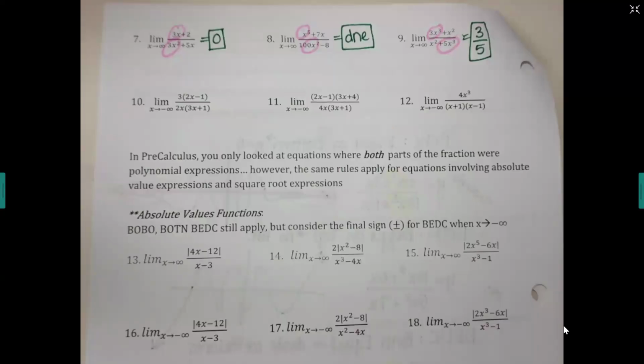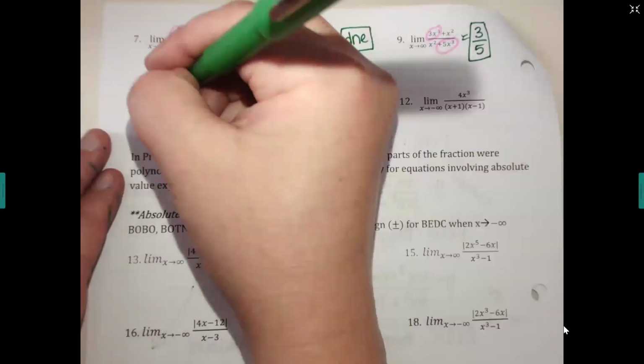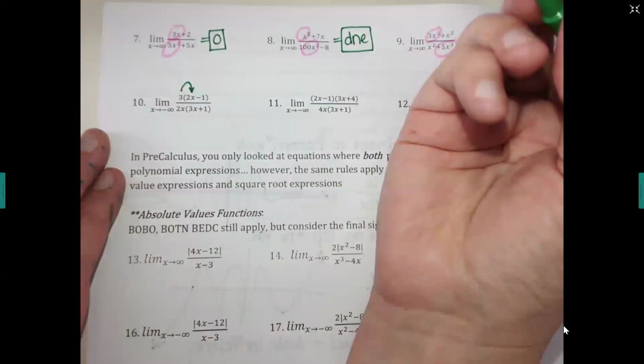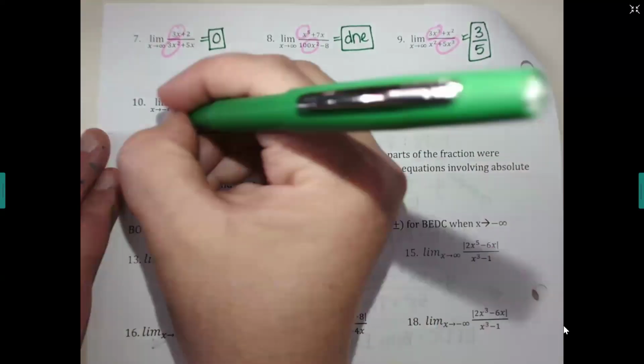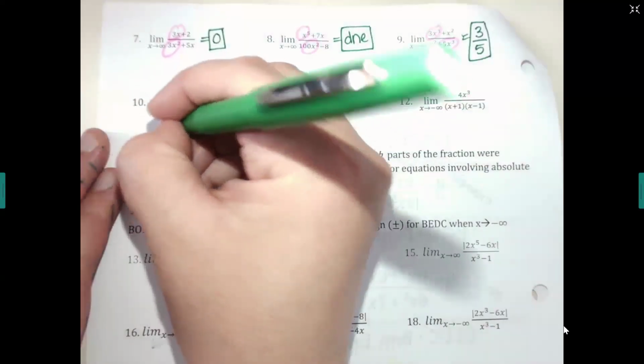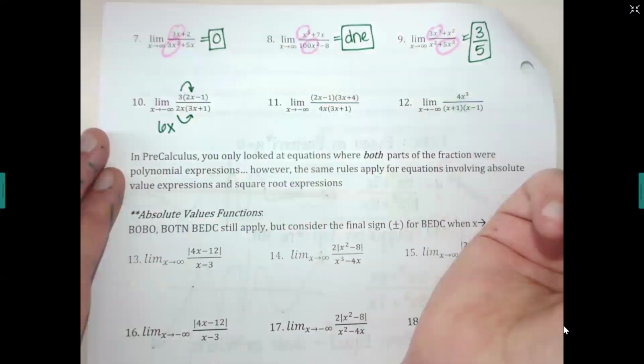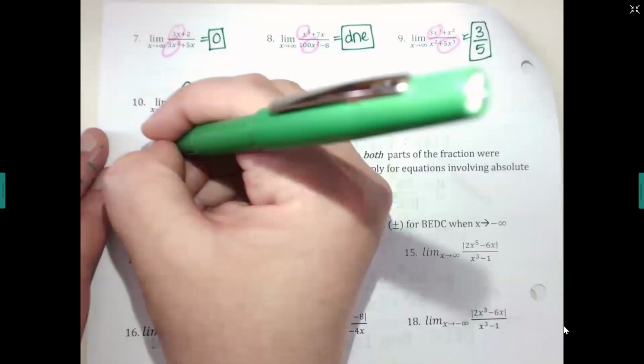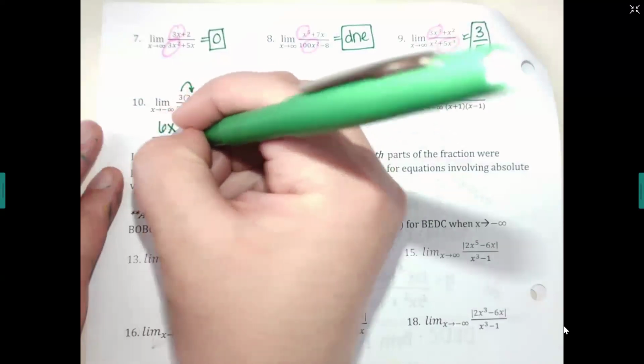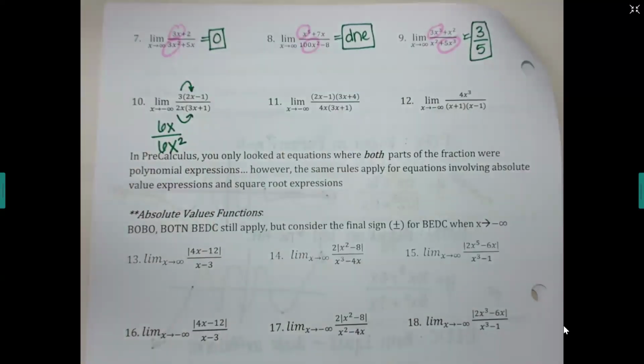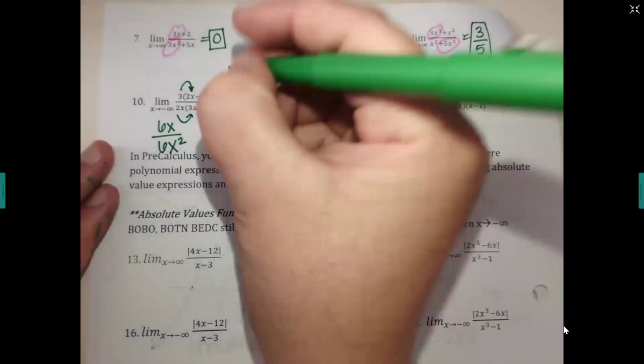Okay, for number 10, on top, I have a 3 times a 2x. What is that the same as? 6x. On the bottom, I have a 2x times a 3x. What's that? 6x squared. And then I do the same thing. Now notice, I'm not going to multiply out the whole thing because that's not necessary. I just need to know the biggest power on top versus the biggest power on bottom. Is that a bobo, bottom, or Betsy? Bobo. Bobo goes to 0.